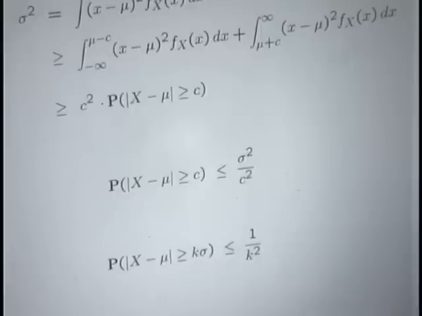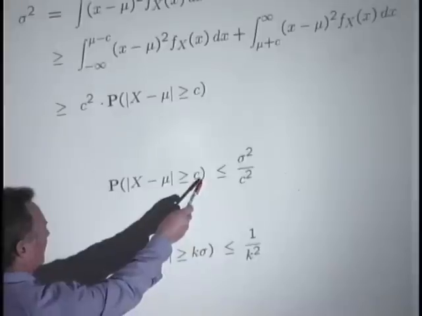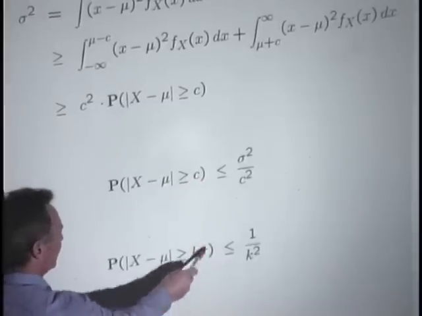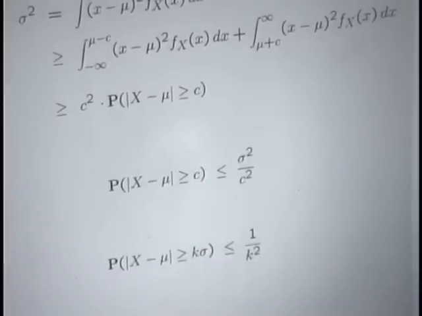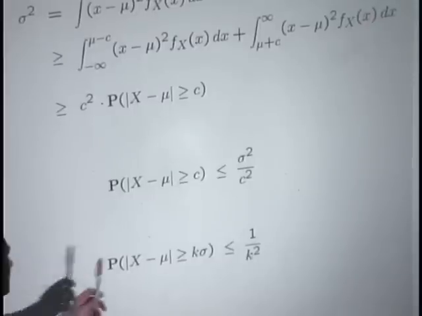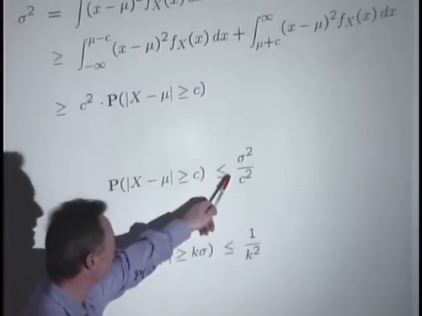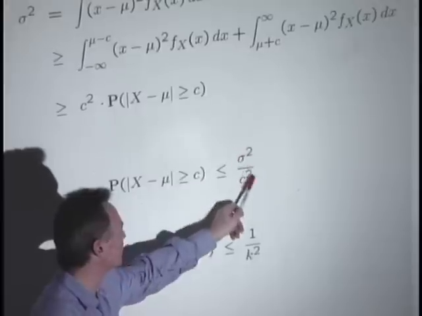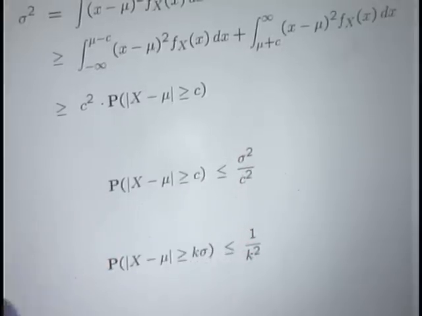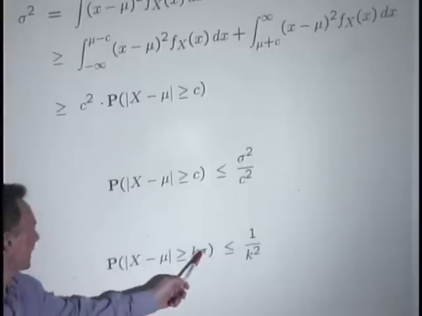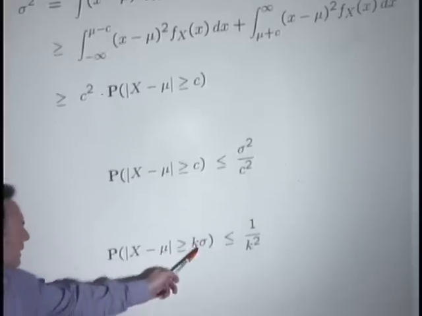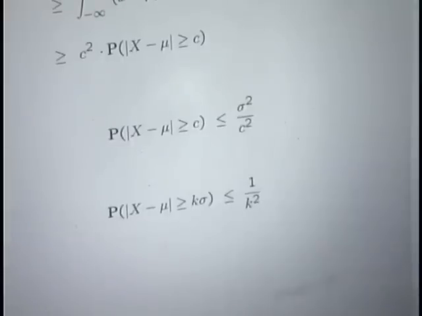Maybe an even more intuitive way to think about the content of this inequality is to, instead of c, use the number k, where k is positive, and sigma is the standard deviation. So let's just plug k sigma in the place of c. So this becomes k sigma squared. The sigma squares cancel. We're left with 1 over k squared. Now, what is this? This is the event that you are k standard deviations away from the mean.